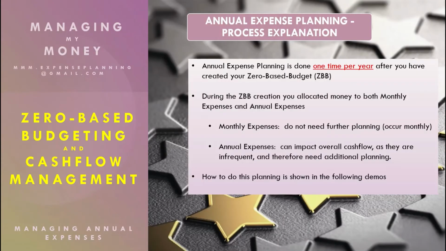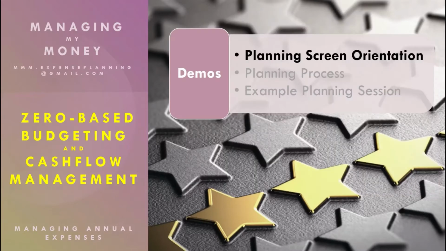Annual expense planning is done one time per year after creation of the zero-based budget. During creation of the zero-based budget, we allocated money to both monthly expenses and annual expenses. As monthly expenses occur every month, they do not need further planning. However, annual expenses can impact the overall cash flow because they are infrequent, and therefore they need additional planning. How to do this planning is shown in the following demos.